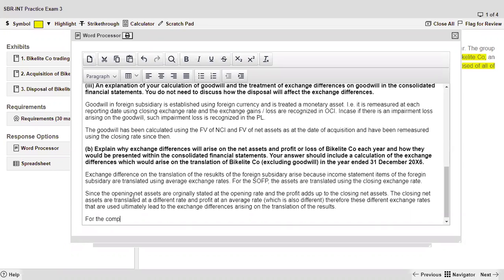For the computation, I will show you the spreadsheet, just wait a bit. For the computation of the exchange differences arising during the current year, please refer to the spreadsheet.